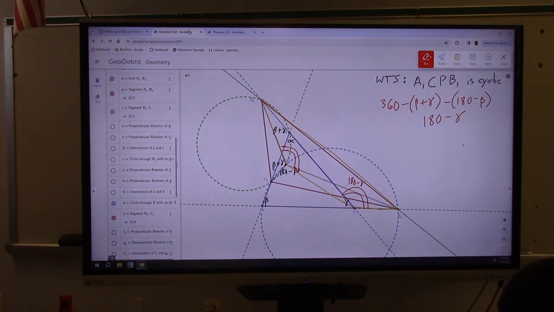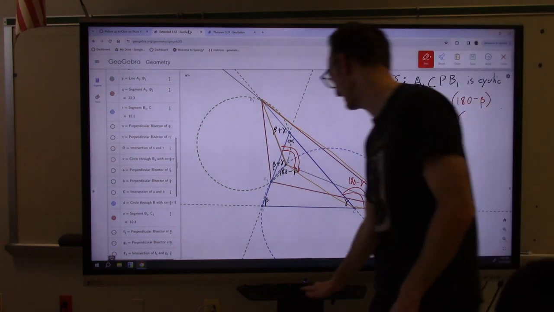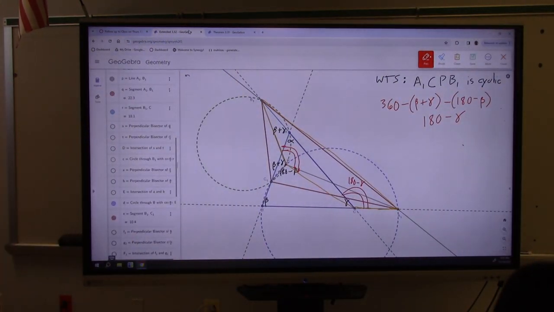So this is what Jason and Faye did. They said that the supplement of angle C is 180 minus gamma, and so is this other angle BPC, and therefore, by some other theorem, they are both intercepting the same arc in some circle that passes through all four of them. Okay, I accept. This is not what I would have done. I thought there was a much easier way, but that is a way.